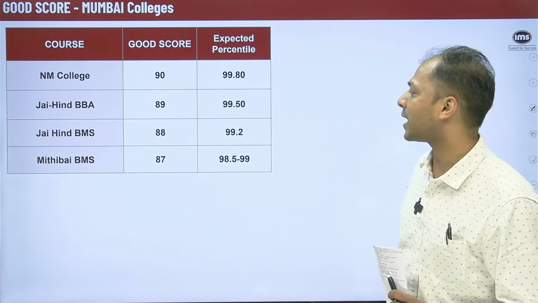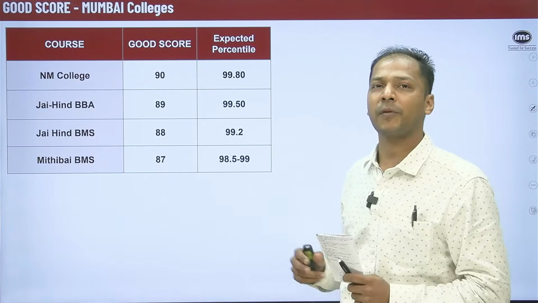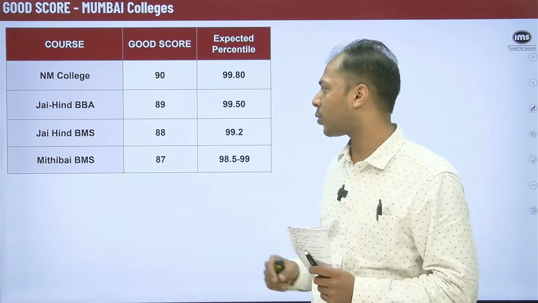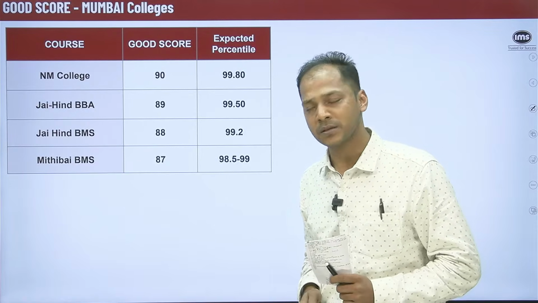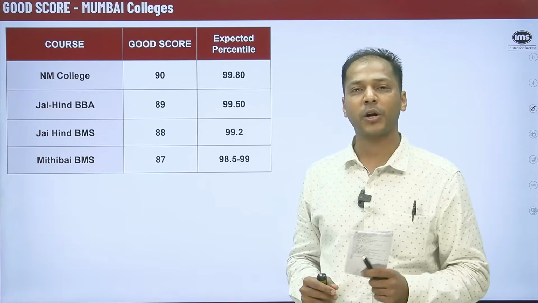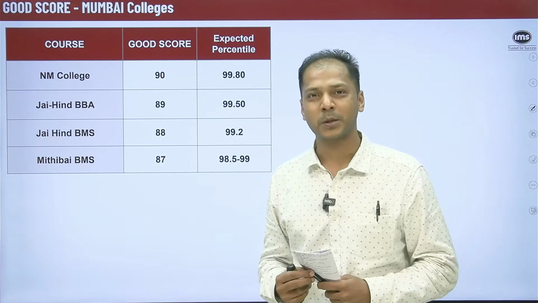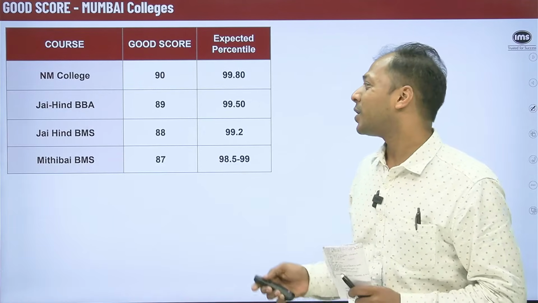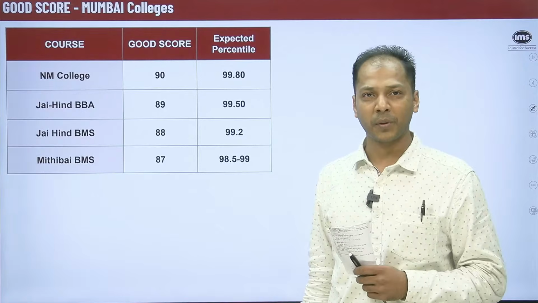Jai Hind BBA, Jai Hind BMS, 99 percentile, 99.5 plus percentile would be expected. Around 89 marks, 88 marks would be required for Jai Hind BBA and BMS respectively. MAH.B BMS might require around 98.5 percentile, which would come around at 87, 86 marks. So these are the expected scores. Don't focus too much on this. You have to deliver based on your preparation.